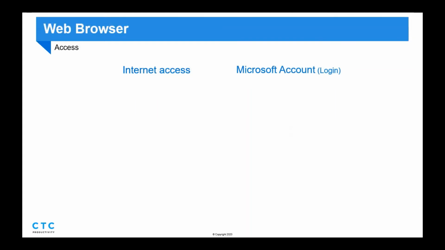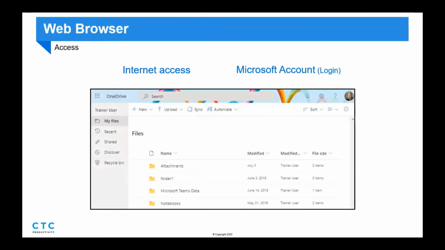So when you are on the web using a web browser, there are two things that you need. One is internet access, obviously, and the second is a Microsoft account to log into. Once you have those two, this is just a bigger image of what you're going to see in that web browser. It's going to tell you, hey, you're in OneDrive, who the user is.